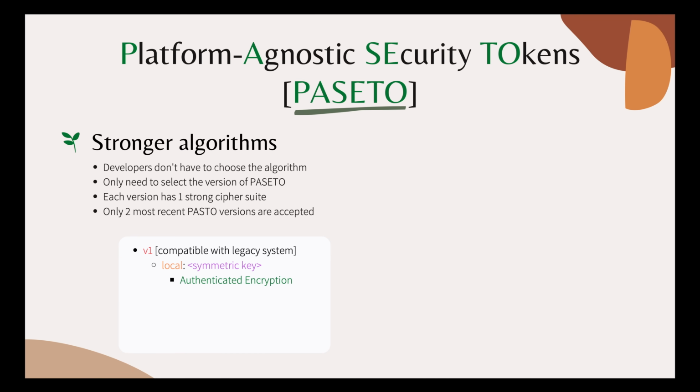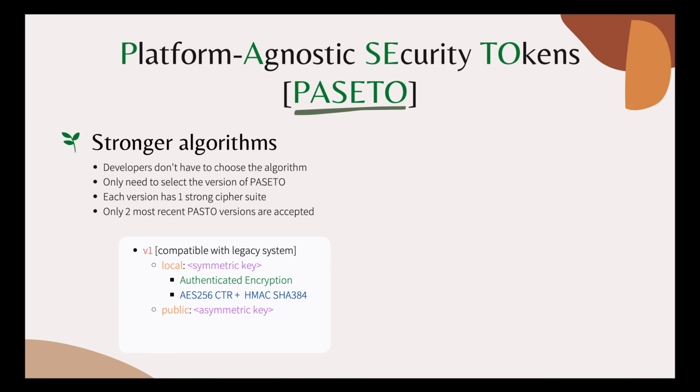data in the token with a secret key, using a strong authenticated encryption with associated data algorithm, or AEAD. Again, if you don't know what AEAD is, you can watch my video about SSL TLS. The AEAD algorithm used in PASETO version 1 is AES-256-CTR with HMAC-SHA-384. For public cases where there are external services that need to verify the token, we have to use asymmetric key algorithm.